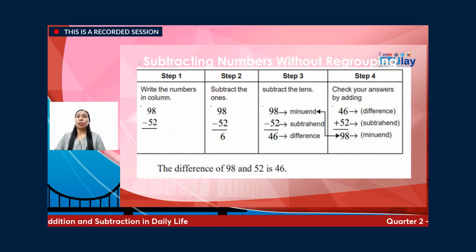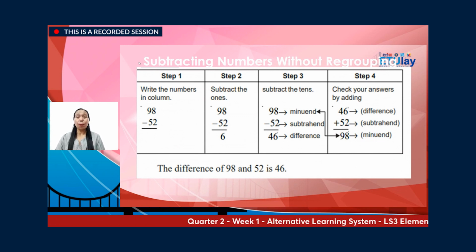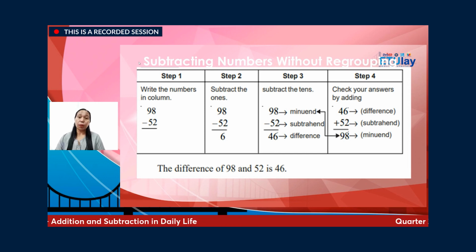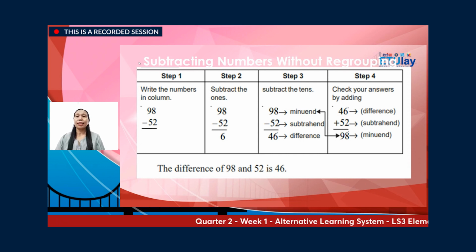We can start with steps 1, 2, 3, 4. First, always write the numbers in column. We have 98 minus 52. Subtract the ones place. 98, that ones place is 8 minus 2, it's 6. Second, subtract the tens place. 9 minus 5, and we have 4.